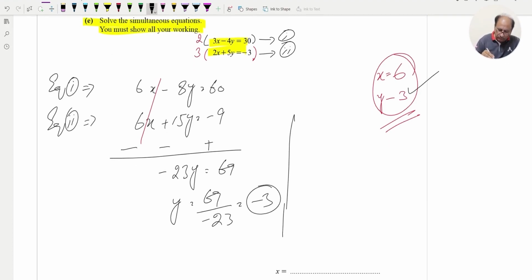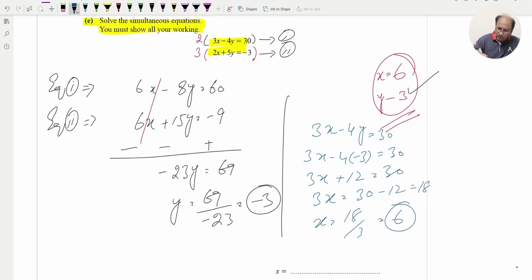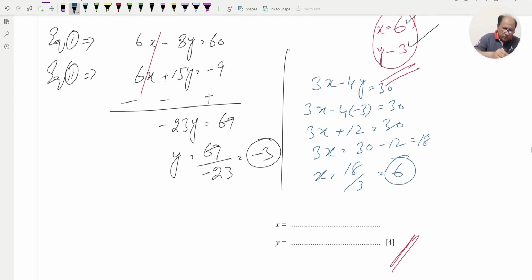Now we can replace this value of y in any of the original equations. I'm using the first equation, 3x minus 4y is equal to 30. So 3x minus 4 into minus 3 is equal to 30. So 3x plus 12 is equal to 30, and this means 3x is equal to 30 minus 12, which is 18, so x is equal to 18 by 3, which is equal to 6, and you have seen that the x value is also matching.